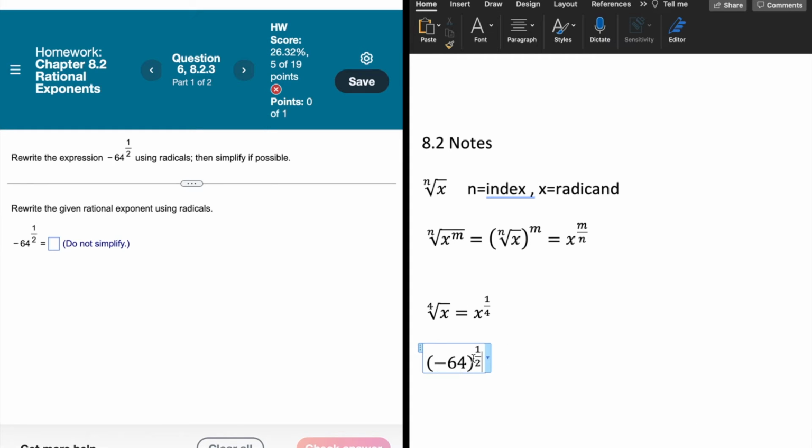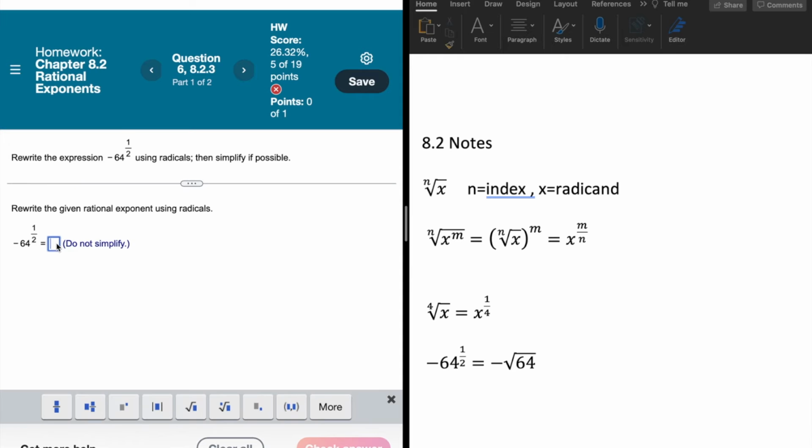Now, if the negative was included, then the answer would be no solution, because I can't evenly root a negative number. But because that negative isn't in parentheses, what they're actually asking you to find is the negative square root of 64. The negative is not a part of that exponent. So negative square root 64.